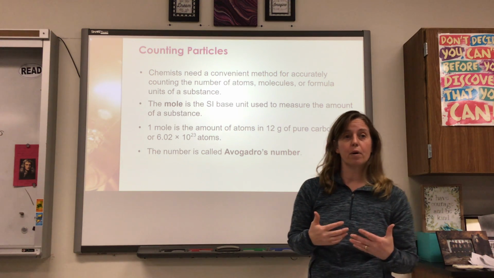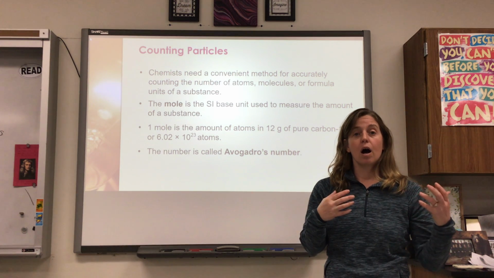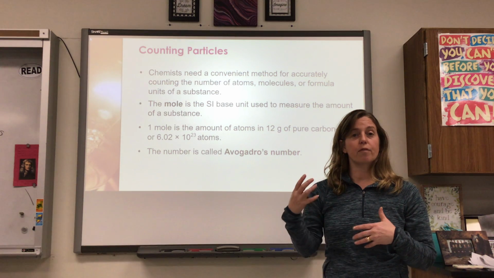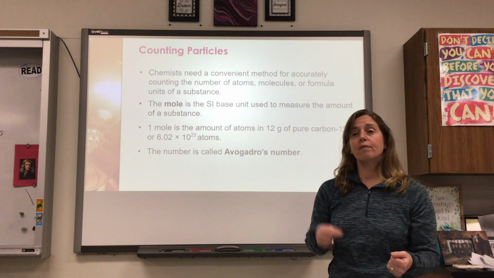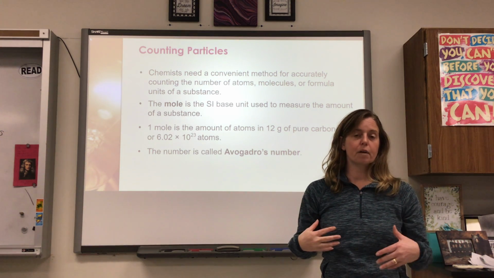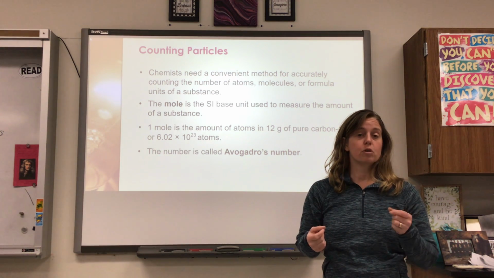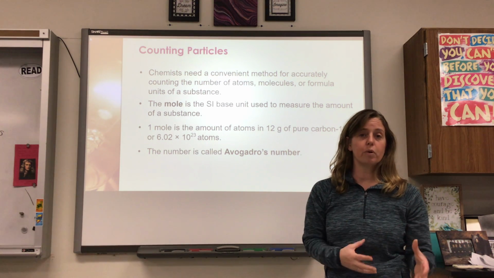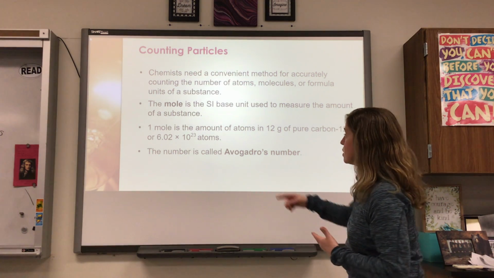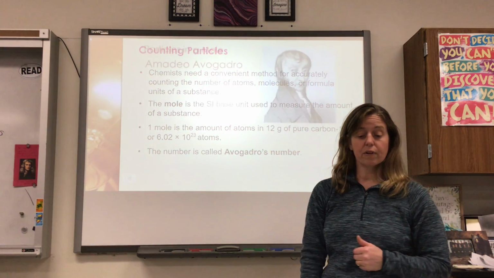Now, you have to remember, an atom is smaller than a mole, okay? So you have 12 grams of carbon when you have 1 mole. You have 6.02 times 10 to the 23rd atoms when you're talking about a particular atom of carbon, okay? So atoms are a much smaller unit than grams, okay? So you need to remember that. So the number is called Avogadro's number after the man who originally developed the number.